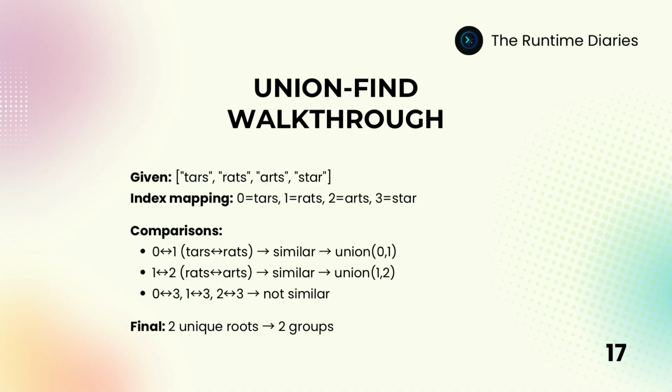Compare 0 and 3, tars and star. Not similar, so there's no union. Compare 1 and 3, rats and star. Not similar, so there's no union. And compare 2 and 3, arts and star. They're not similar, so there's no union. At the end, count unique roots. We have root 0, which represents the group containing 0, 1, and 2. And we have root 3, which is just 3 by itself. 2 unique roots, 2 groups, and that's the answer.